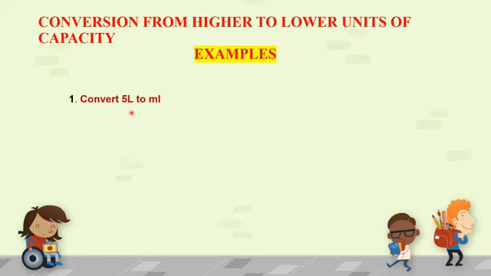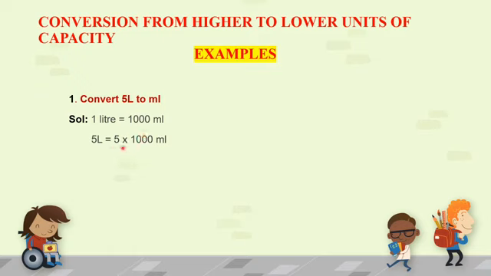So what are we going to do? Which basic operation are we going to use? We are going to multiply, and first we have to find the relationship. So let's solve. What is the relationship between these two units, liter and milliliter? 1 liter equals 1000 milliliter. Therefore, 5 liter equals 5 into 1000.